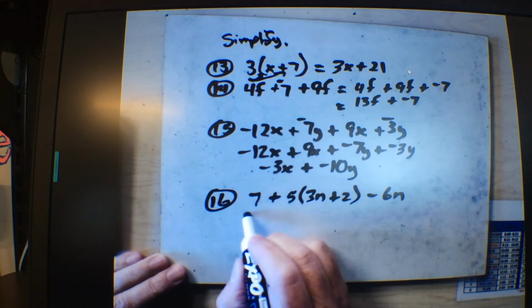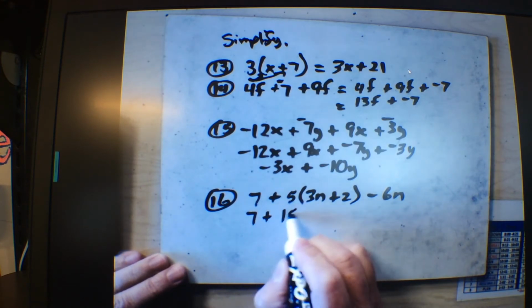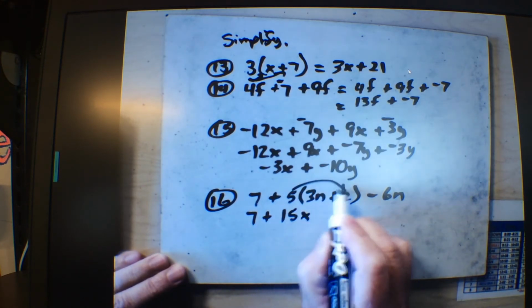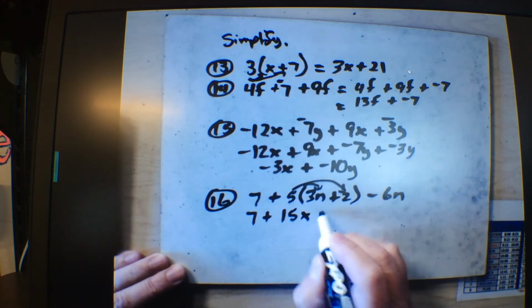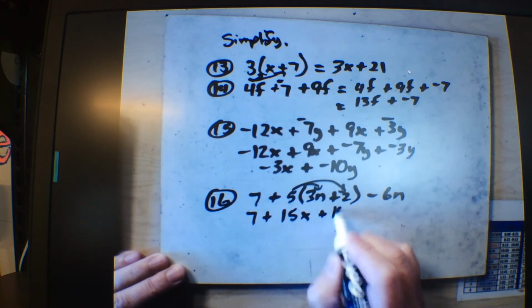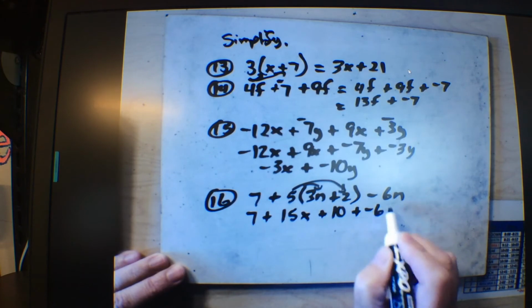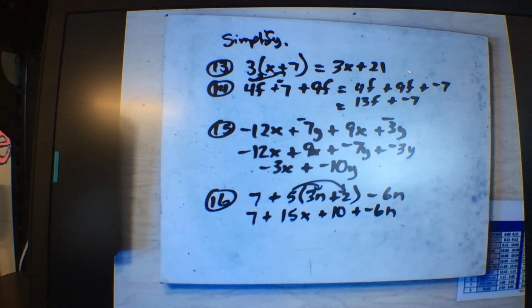So if we're looking at all this, the first thing I should do is what? Distribute the 5 through. So I have 7 plus 15n, and I got to take it to that too, don't I? Plus 10, plus, and I do a negative 6n. Remember, I'm going to move things around, correct? So I want to change it to addition. All right, now it's a little bit easier, isn't it? What goes together?